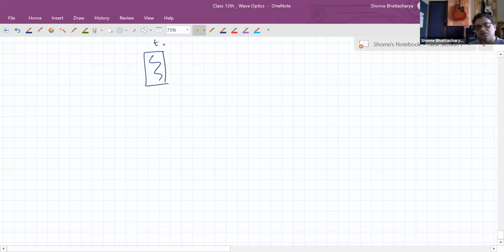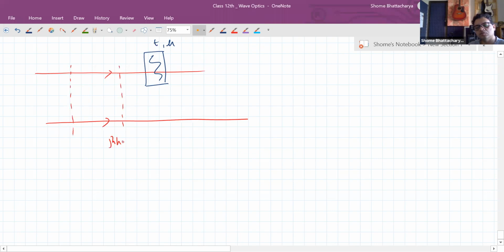the slab of thickness t and refractive index mu, and we have light coming from a very distant monochromatic source. So at these positions, the phase difference is zero. But now, if you look at this position, there is some phase difference between the two beams. Okay, here the phase difference will be zero.